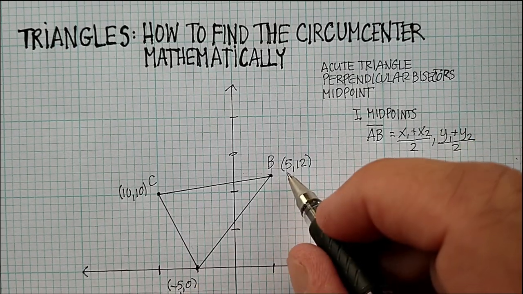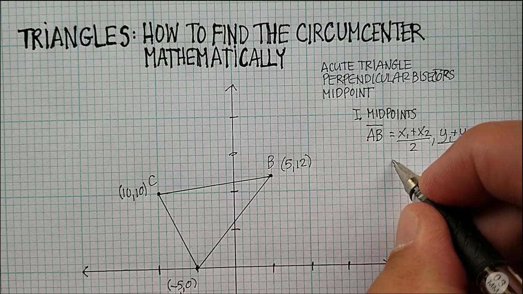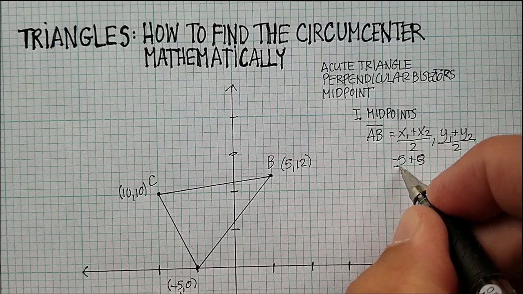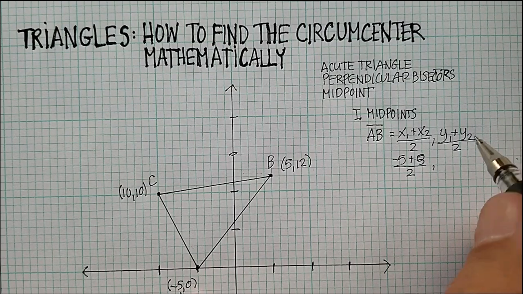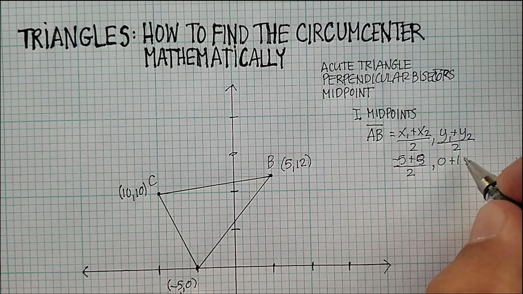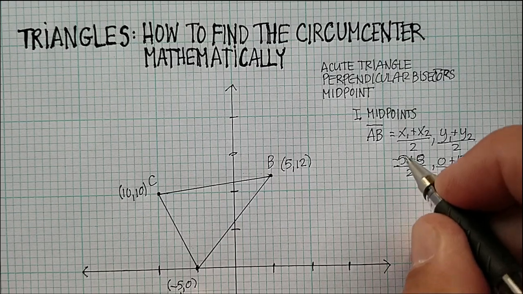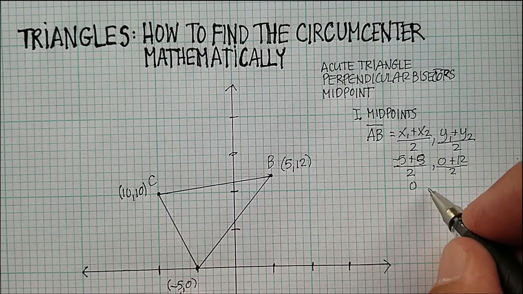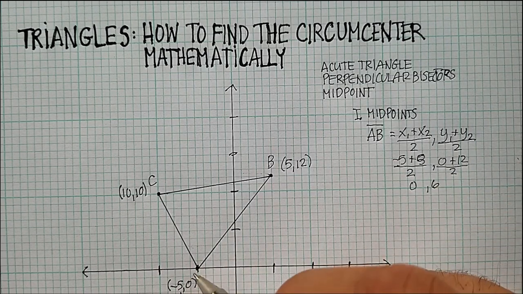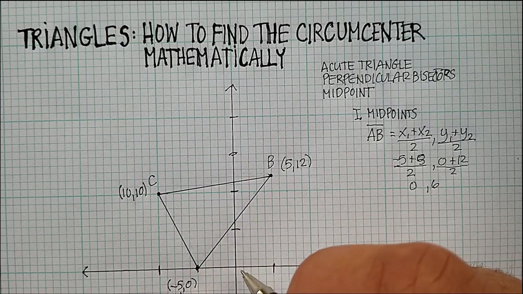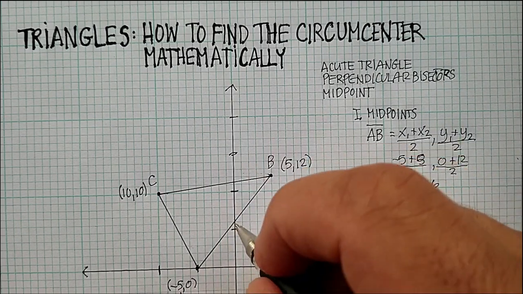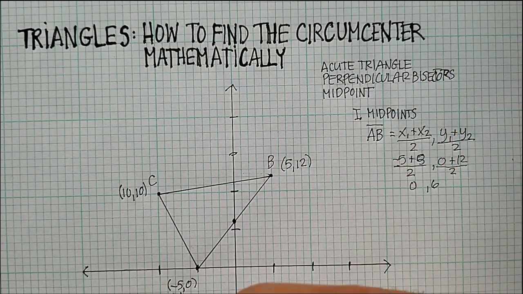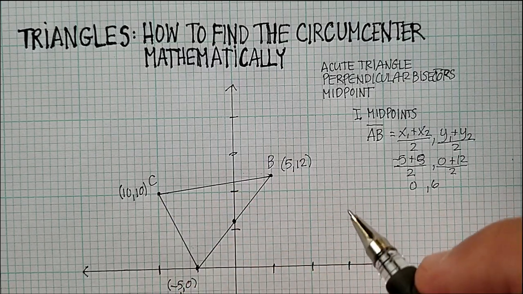In this case, it's going to be negative 5 plus 5, divided by 2. And over here, I'm going to substitute 0 plus 12, divided by 2. This ends up being 0, because 0 divided by 2 is 0, and 12 divided by 2 is 6. So the midpoint of this particular side will be (0, 6), which is right there. That's the midpoint.